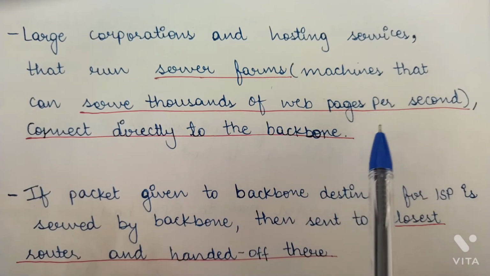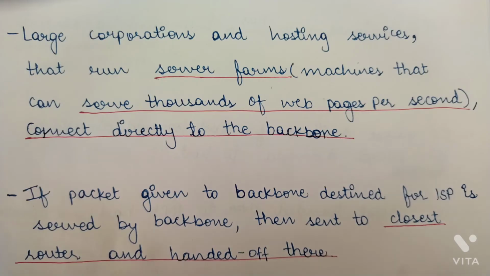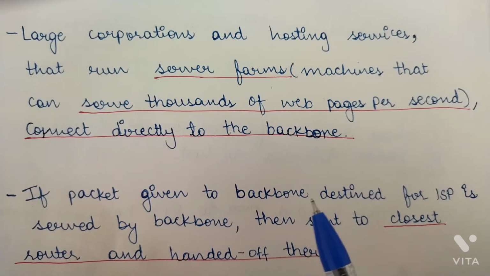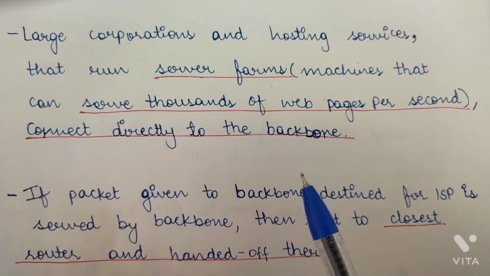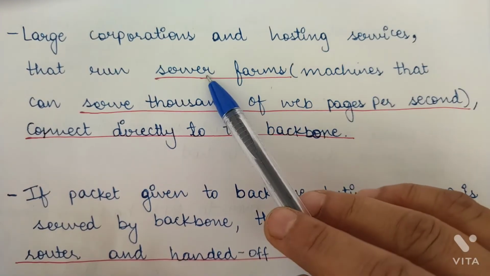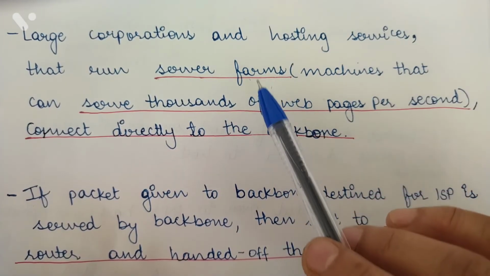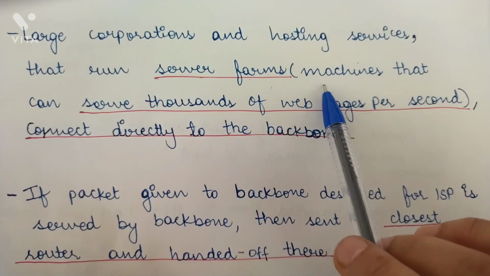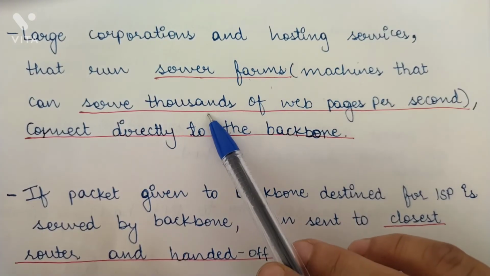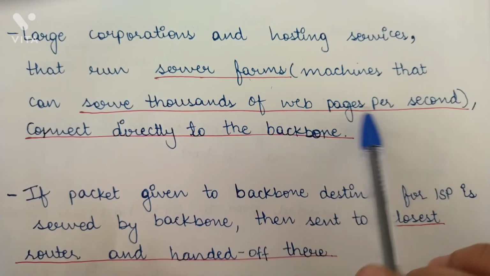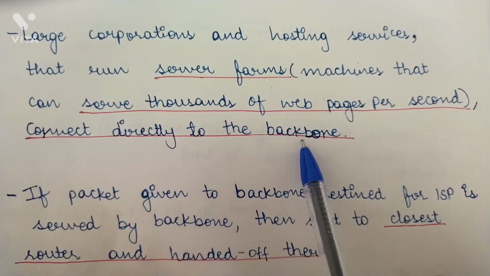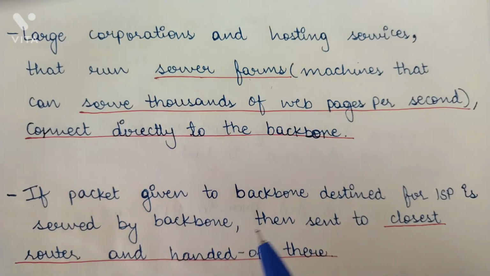Obviously in the internet there are thousands of web pages that are requested every millisecond, right? So to serve those thousands of web pages in a second, you have server farms, and these server farms are the machines that can serve thousands of web pages per second, and they connect directly to the backbone, right?